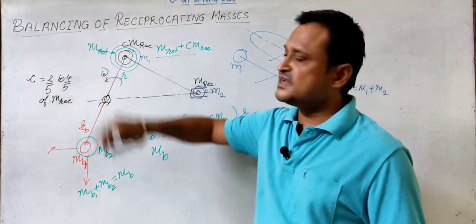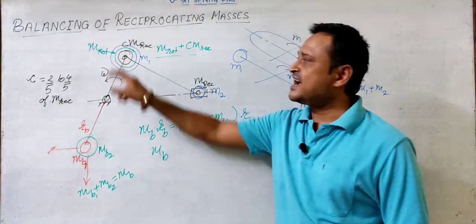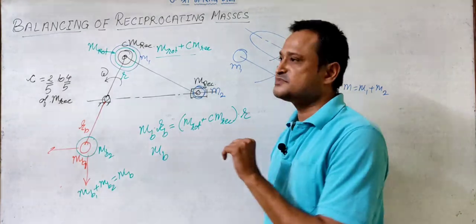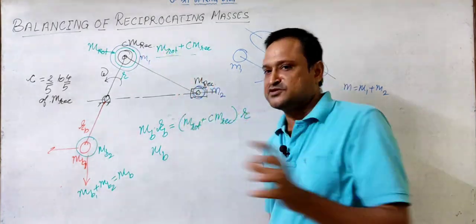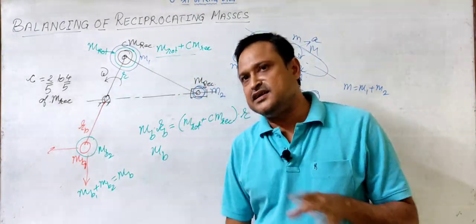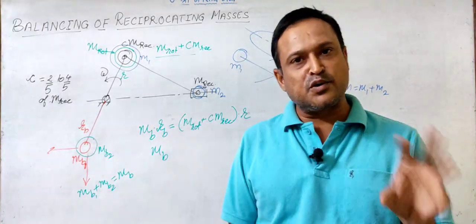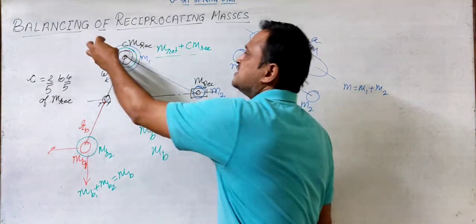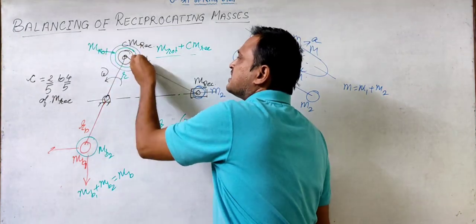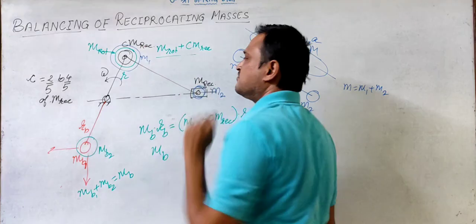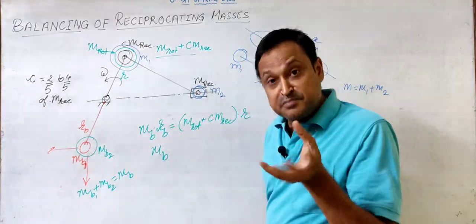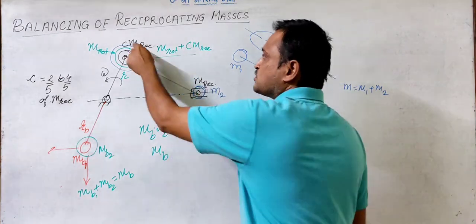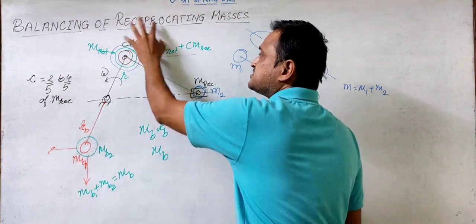So when we say pure rotating mass at the crank pin, it comprises M rotating and M1. Usually when it is mentioned that pure rotating mass, that pure rotating mass is actually M rotating plus M1, and the entire reciprocating mass means M reciprocating plus M2. So actually this is M reciprocating plus M2.